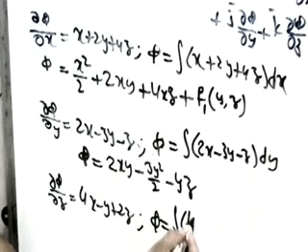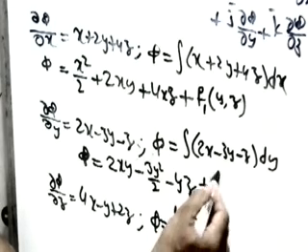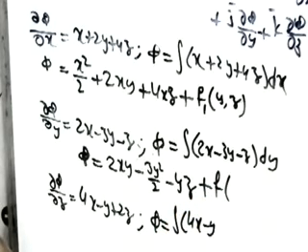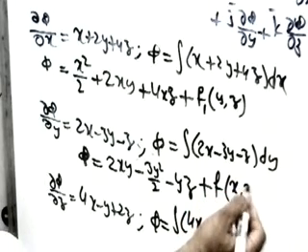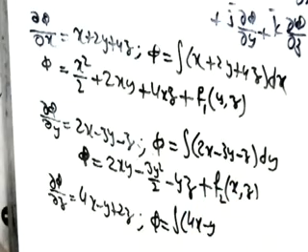Lastly, here also, phi equals the integration of 4x minus y, plus what will be the constant here? We are integrating with respect to y, so x and z are constants. X and z are constants.